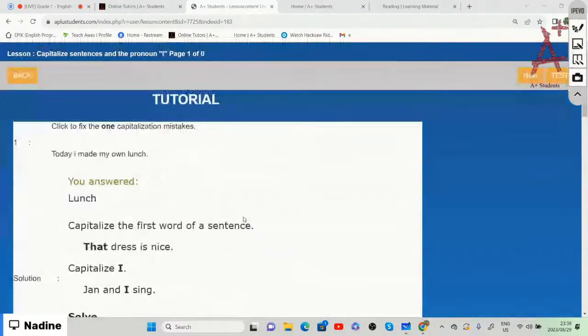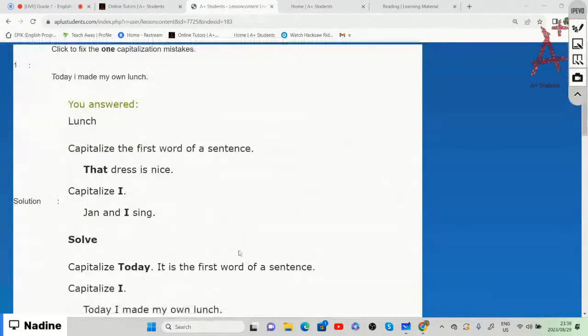All right. Today, we need to find one capitalization mistake. "Today, I made my own lunch." We need to find and correct the capitalization mistake within this sentence. "Today, I made my own lunch."